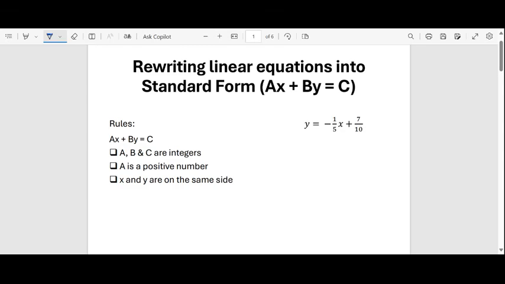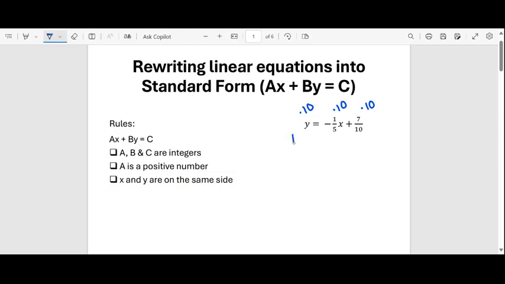I'm going to start by making all of my numbers integers. To do that, I want to cancel out all my fractions. I'm going to multiply everything in this equation by 10. The reason I'm doing that is because 5 is a factor of 10. So if I multiply by the larger number, the 10, it will cancel out my divided by 5 in that first fraction there.